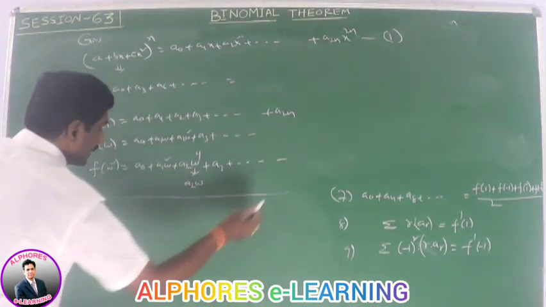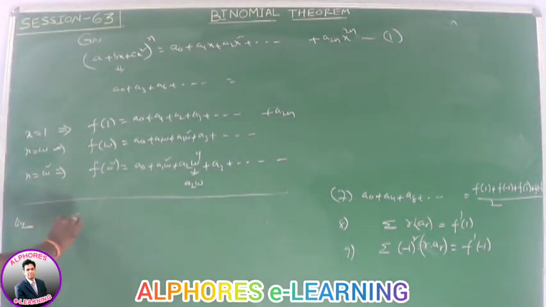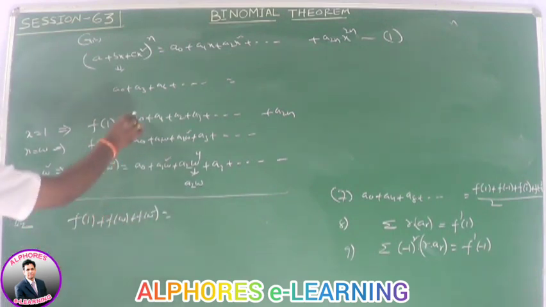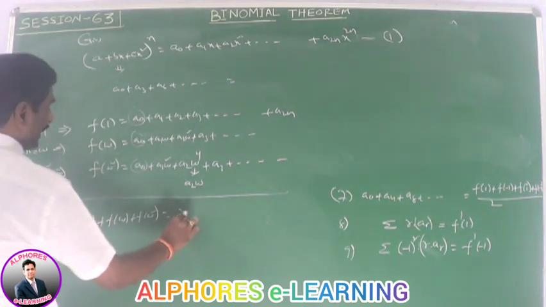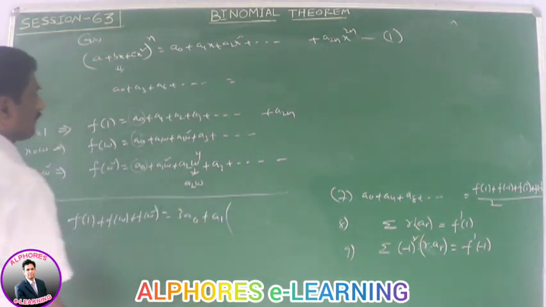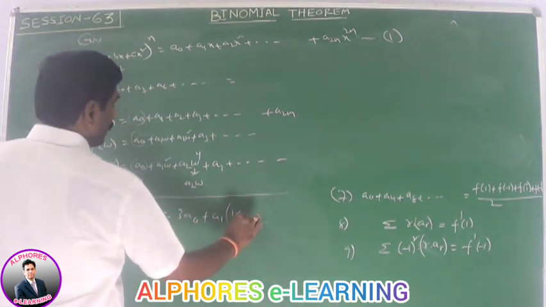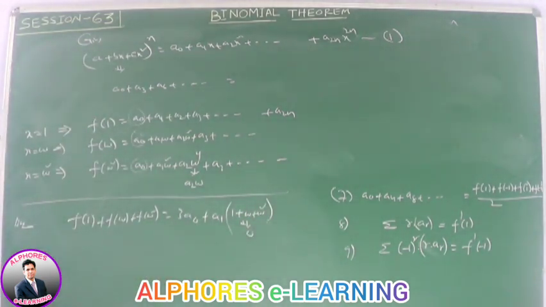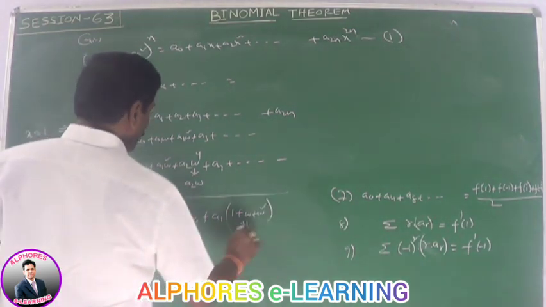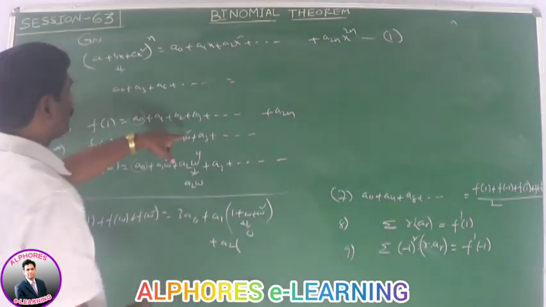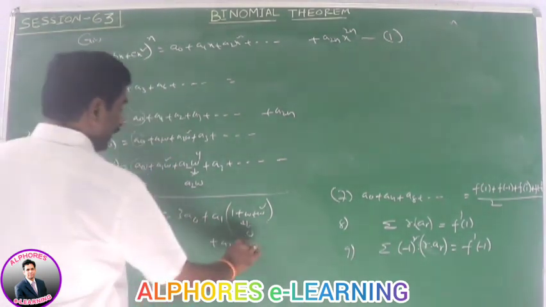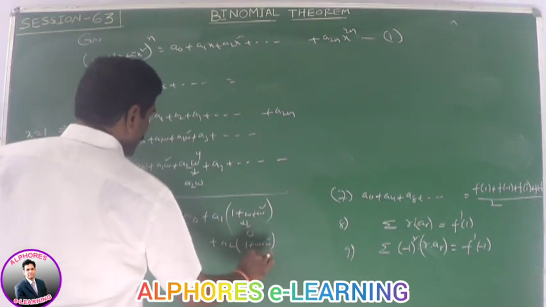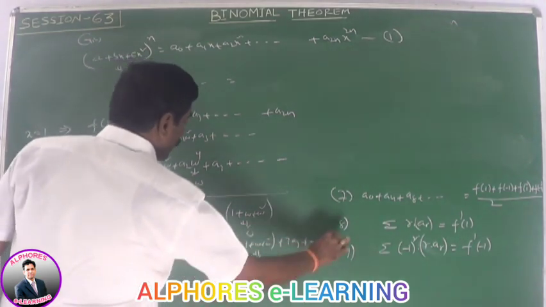By adding these three values, we get f of 1 plus f of omega plus f of omega square is equal to a0 plus a0 plus a0, which means 3a0, plus a1 is the common term. What is this result? 1 plus omega plus omega square. What is the value of 1 plus omega plus omega square? That value is 0. Omega cube is equal to 1, 1 plus omega plus omega square is equal to 0. Plus a2 of, again a2 of 1 plus omega square plus omega. Again 1 plus omega plus omega square, this value is also 0. Plus 3a3 plus, and so on.